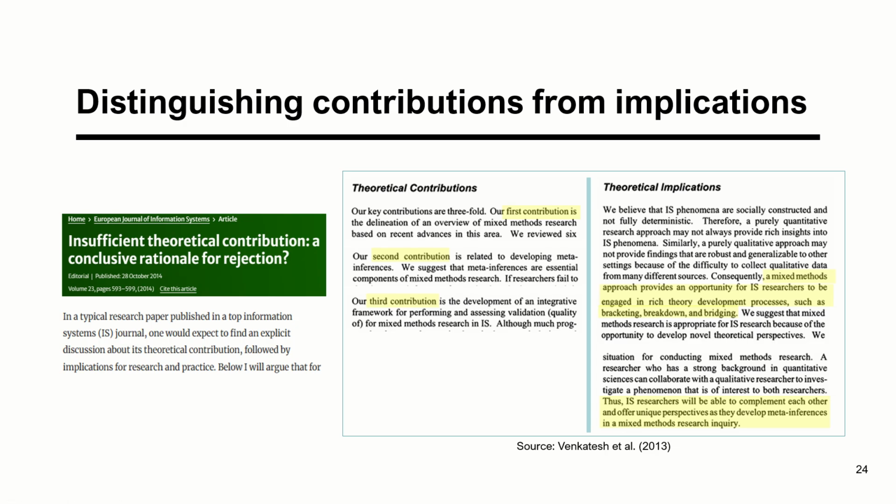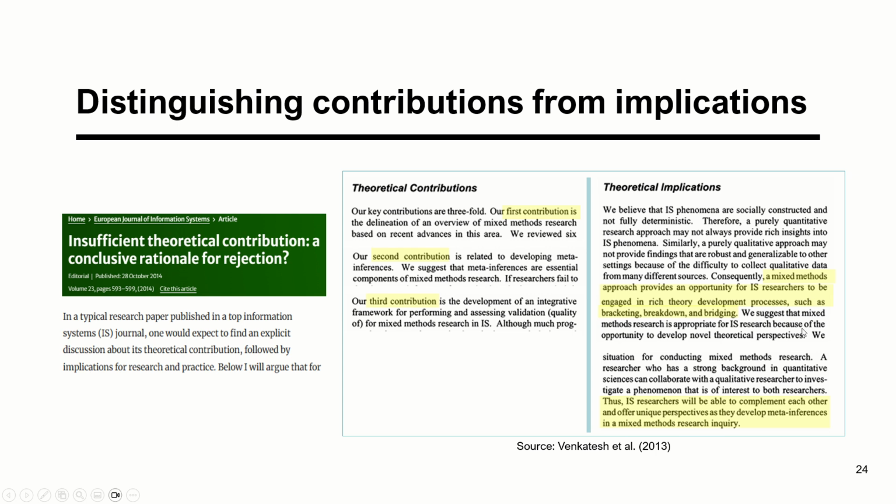Now, there's yet another important one that you need to distinguish between: theoretical contributions and theoretical implications. Contributions is where you're contributing to the literature. If you look at this example from 2013, they call out that there are three contributions. You've delineated an overview of mixed methods research. There are some suggestions in terms of meta inferences being essential components of mixed methods research, and our third contribution is development of an integrative framework.